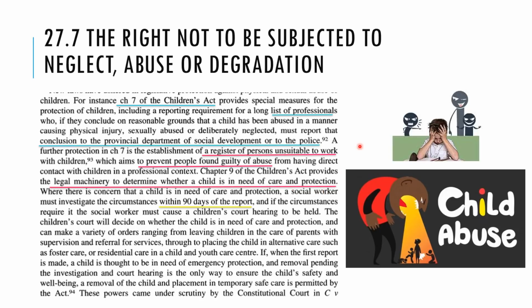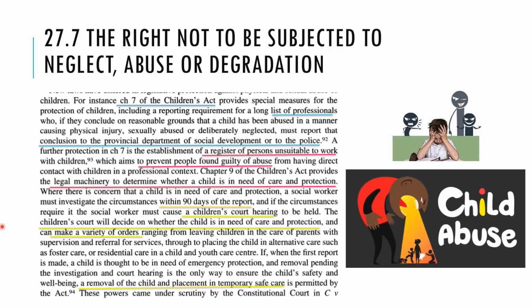So what Chapter 9 determines is that a social worker must investigate circumstances of abuse within 90 days of the report. So if a teacher reports abuse, the social worker has 90 days to investigate the report. And if the social worker feels that these circumstances require it, a children's court hearing will be held. During this court hearing, the court will decide whether the child is in need of care and protection. And then the court can make a variety of orders, ranging from leaving the children with their parents or using other services, other family members, to placing the child in alternative care.